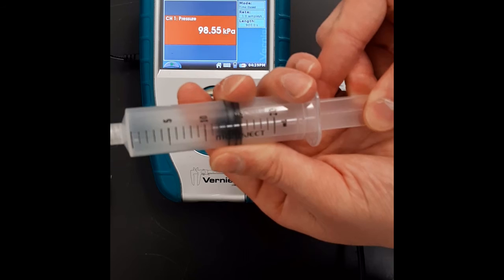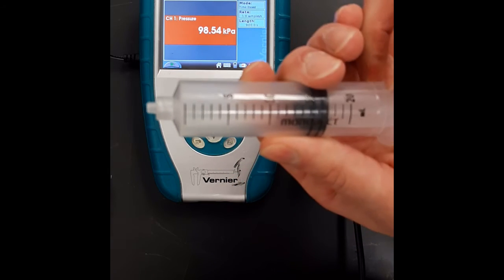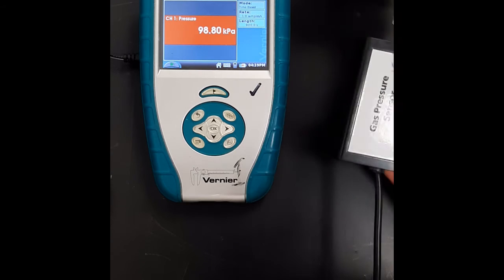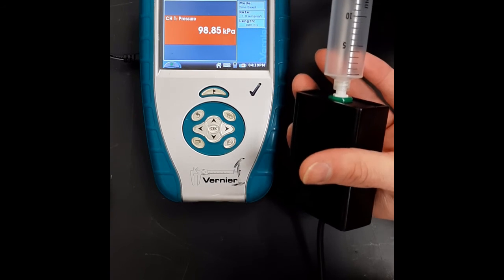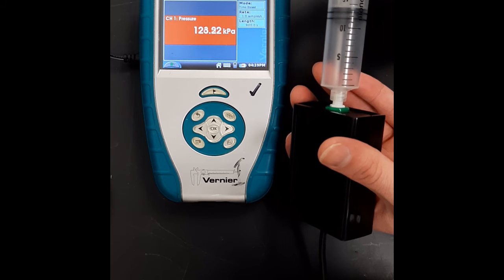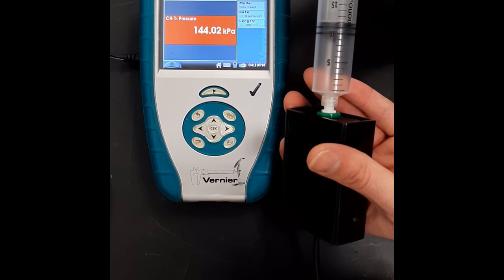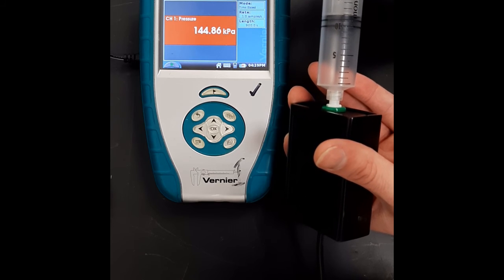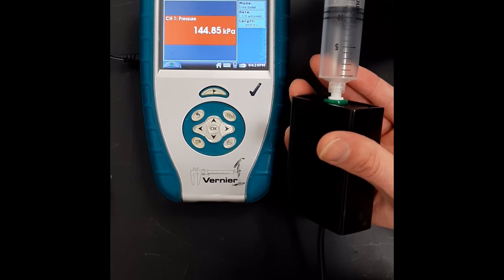I'm going to expand this up to 15, and return it to the same volume we've been measuring all of these at. So for 15 puffs of air, I'm seeing a pressure of 144.86 kilopascals.